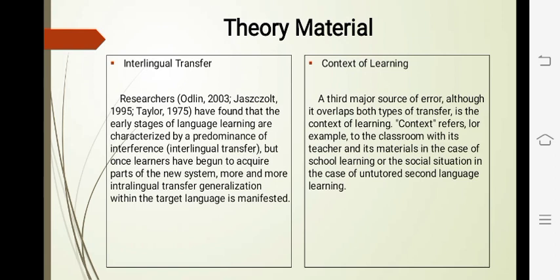Interlingual transfer. Researchers Odlin 2003, Jarvis 1995, Taylor 1975 have found that the early stages of language learning are characterized by a predominance of interference or interlingual transfer. But once learners have begun to acquire parts of the new system, more and more intralingual transfer, generalization within the target language, is manifested.